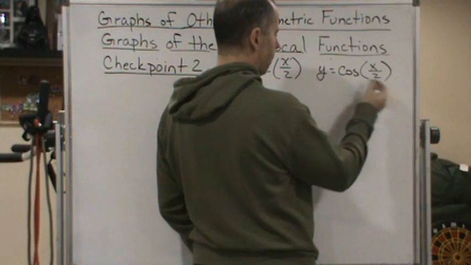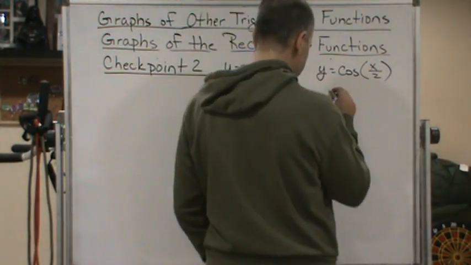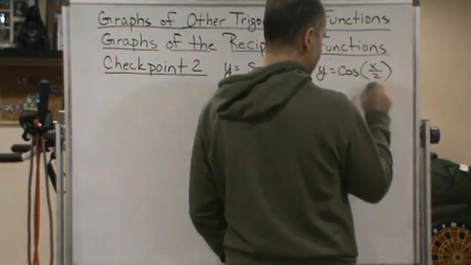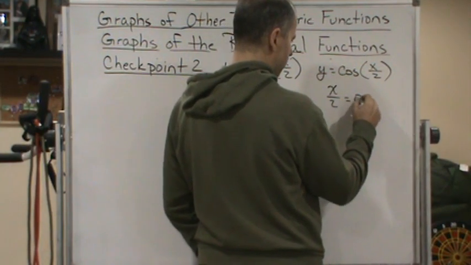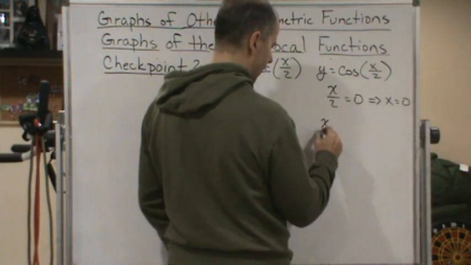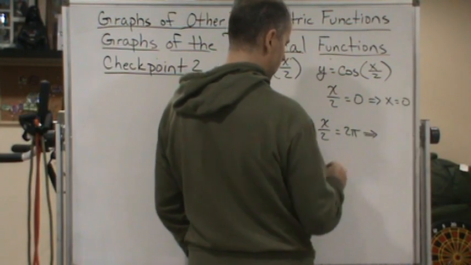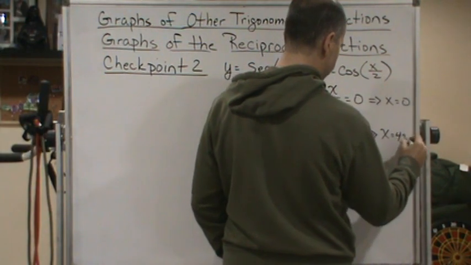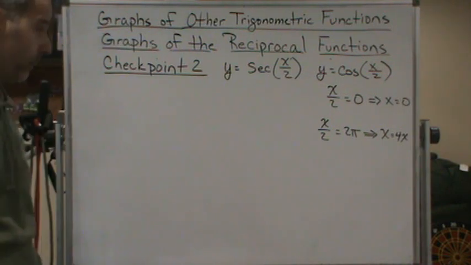So here, again, cosine, the period goes from 0 to 2 pi. So in this case, the argument inside is x divided by 2. So x divided by 2 equal to 0 implies that x is equal to 0. And then x divided by 2 is equal to 2 pi is going to tell us that x is equal to 4 pi. So now the period is from 0 to 4 pi.